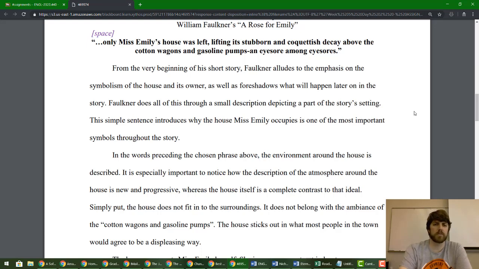And Miss Emily is an old woman surrounded by new progressive people. So I was like, okay, that's a pretty standard interpretation of the story. So I was looking like, okay, maybe she'll just clear an A, and that's about it.